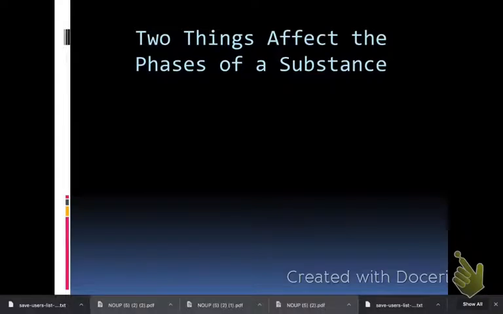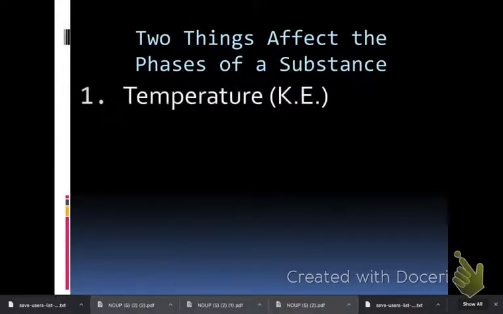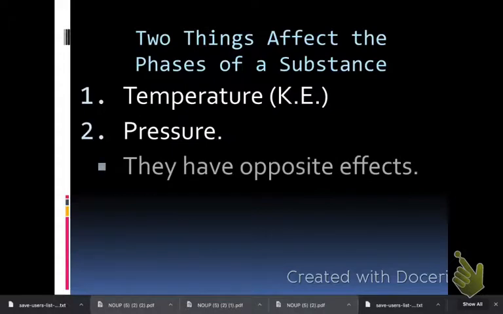So we're going to see two things can affect the phases of a substance. One is temperature, and remember that's the amount of kinetic energy. And the other is pressure. And they're going to have opposing effects on each other. We're going to see something like this with evaporation. We know that evaporation is vaporization at the surface of a liquid, and if you increase the temperature, you're going to increase the rate of evaporation.